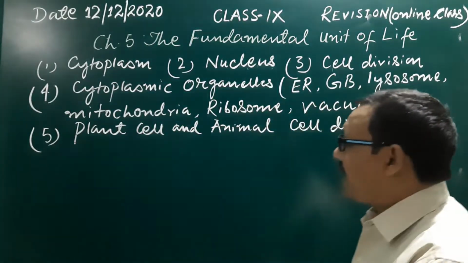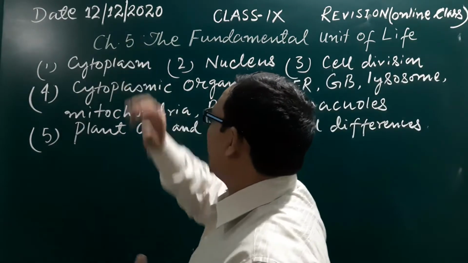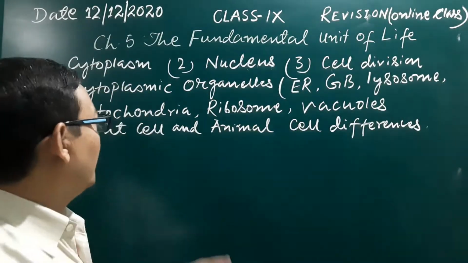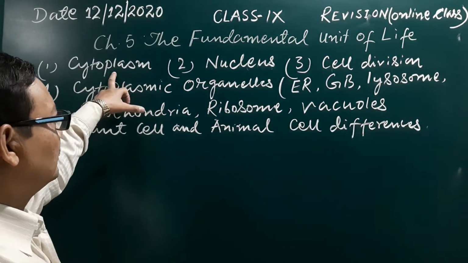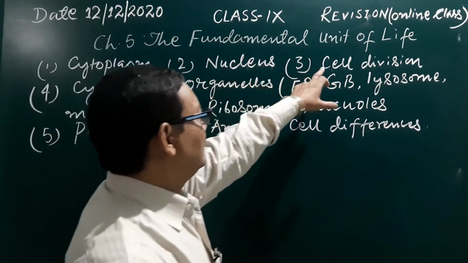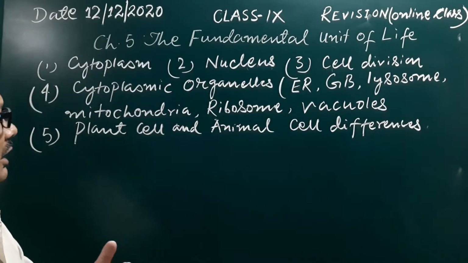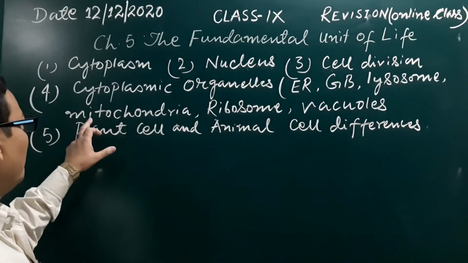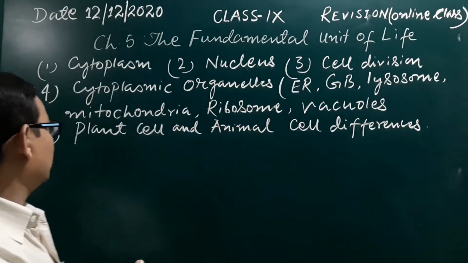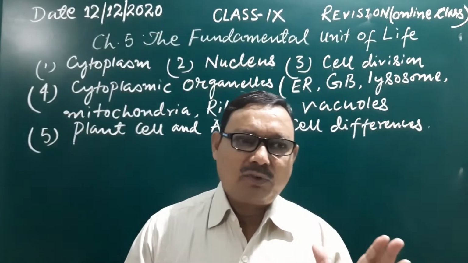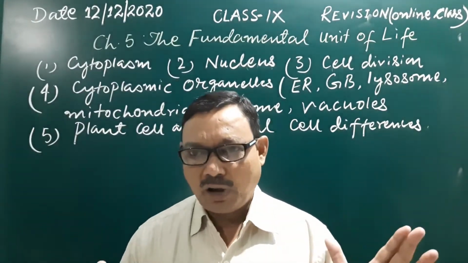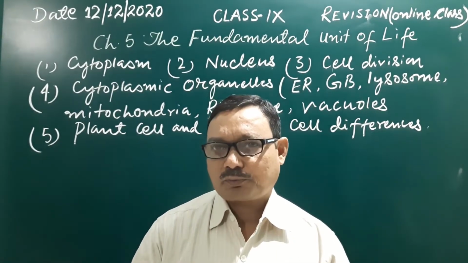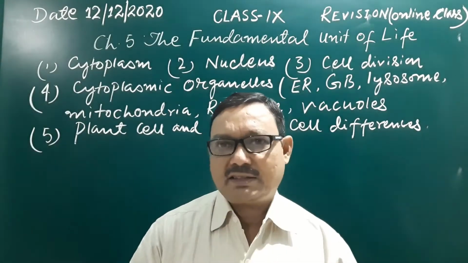Today we shall revise from our chapter number 5 the following important points: number 1, cytoplasm; number 2, nucleus; number 3, cell division; and cytoplasmic organelles like endoplasmic reticulum, Golgi bodies, lysosome, mitochondria, ribosome, vacuoles. And at the last we will see how the plant cell differs from the animal cell. All these points today we will revise.